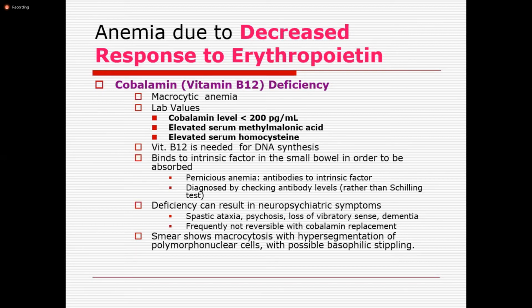Apart from B12 working as a cofactor for the synthesis of DNA in the red blood cells, if it's not in the required amount, then the patient may have symptoms apart from the hematological, so they may have neuropsychiatric symptoms as well. In cases of B12 deficiency, you may have hypersegmented neutrophils in the peripheral film, and possible basophilic stippling may be seen, although basophilic stippling is also seen in other conditions. Next, please.